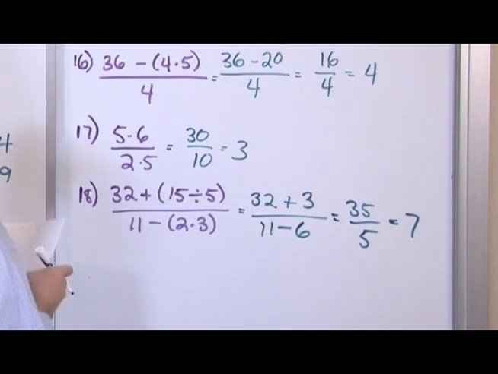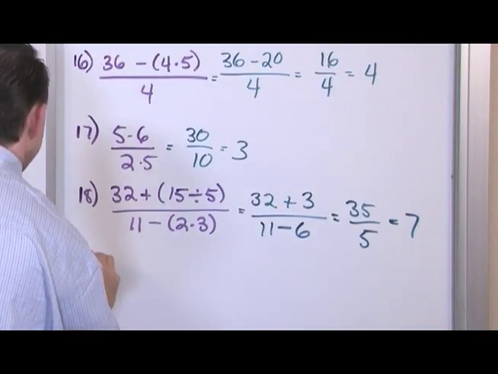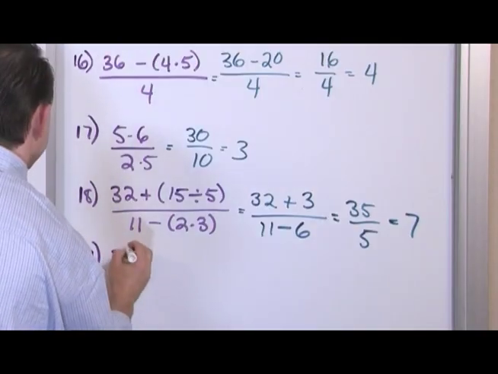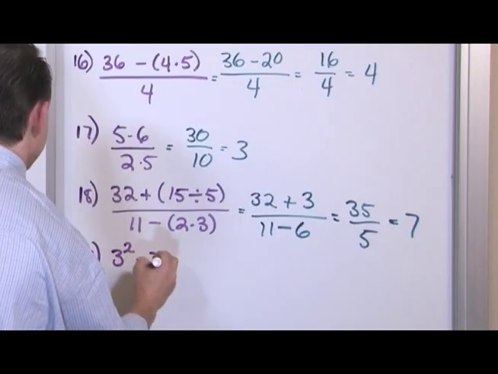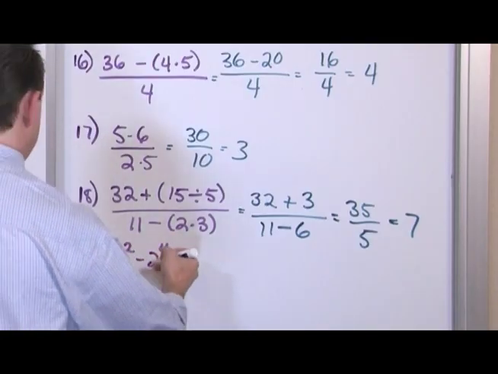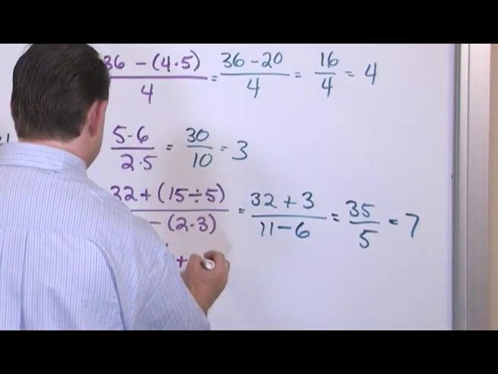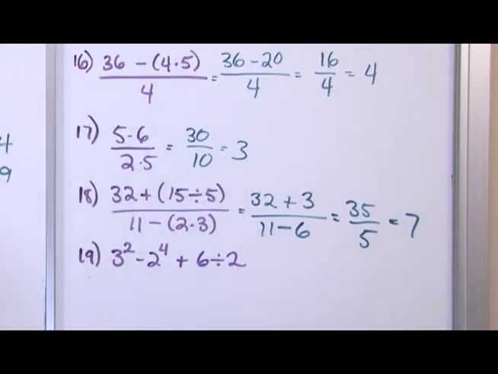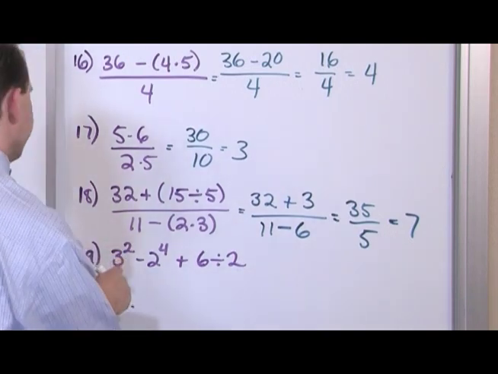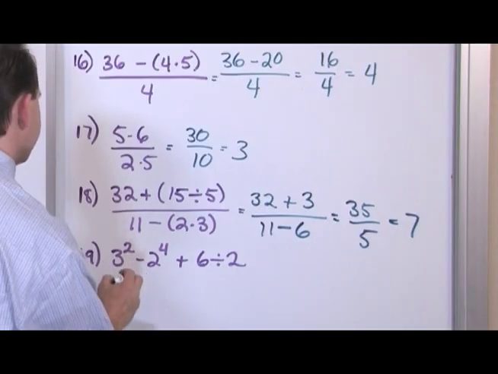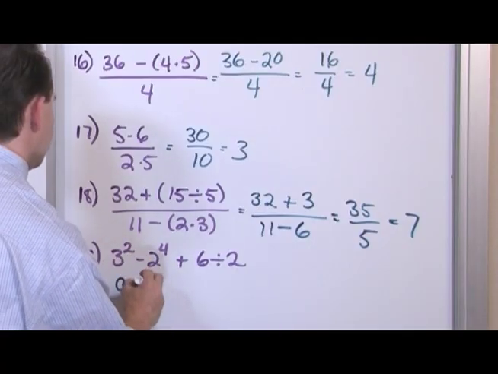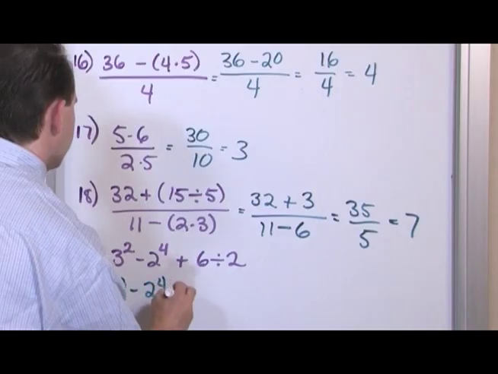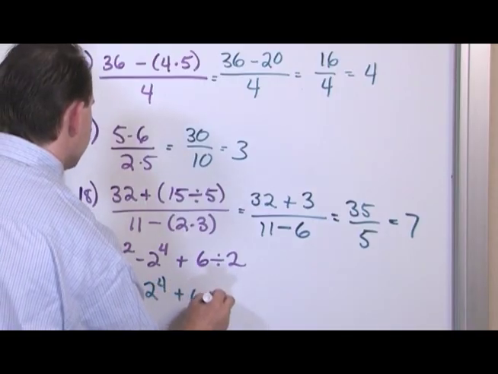Okay. Let's do something a little different. Let's say we have 3 squared minus 2 to the 4th power plus 6 divided by 2. We don't have any parentheses, we don't have any giant fractions anyway, but we do have powers. We have these exponents here, so let's work on those first. 3 squared, 3 times 3 is 9, minus. We still have the 2 to the 4th power to deal with. We still have the 6 divided by 2 to deal with.